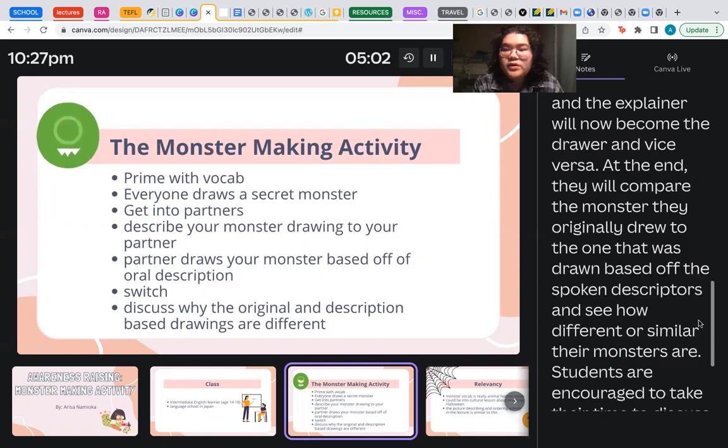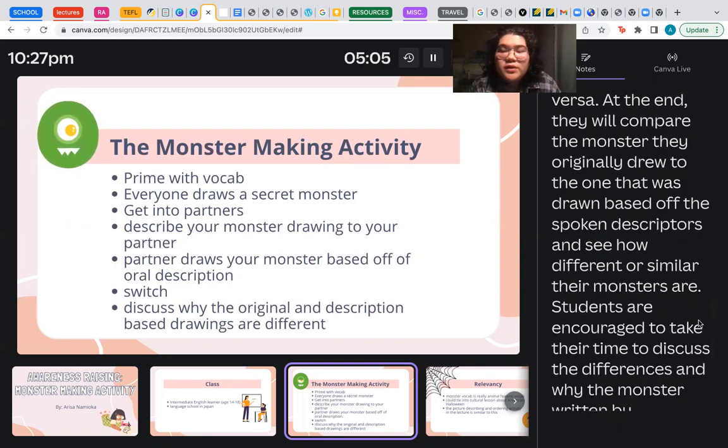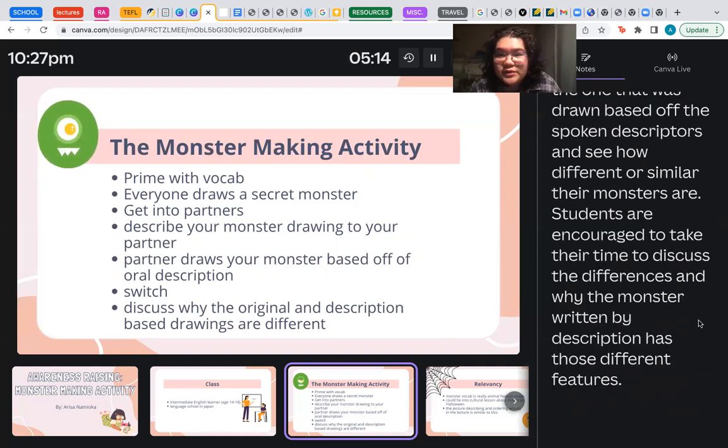And at the end, they are going to compare the monster that they originally drew to the one that was drawn based off of their spoken descriptions, and then see how similar those monsters are to each other. Most likely, they're going to be pretty different. And students are encouraged to take their time afterwards to discuss the differences between their monster drawings and why the monster that was created based off of the description has those different features.